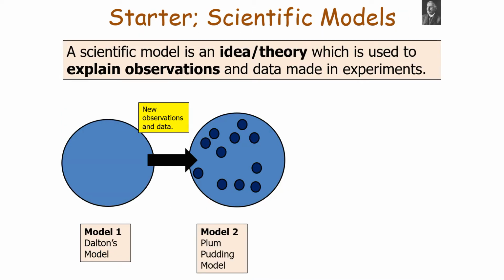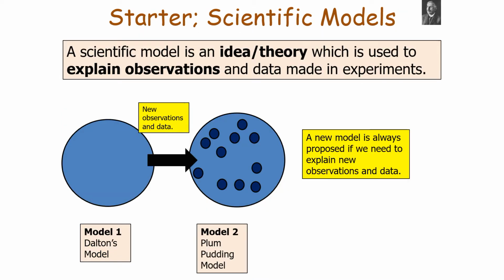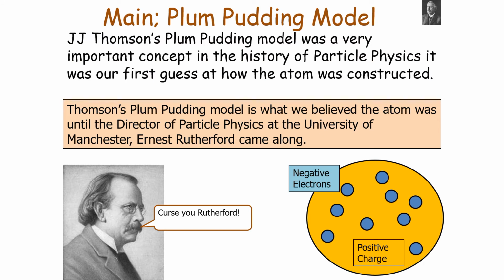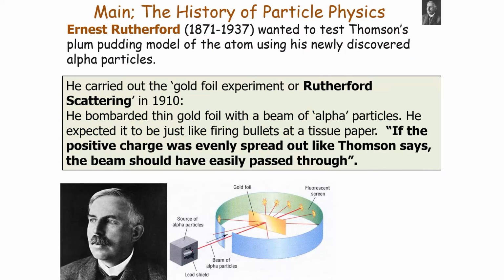So with new observations and data we came up with the plum pudding model, but remember, a new model is always proposed if we need to explain observations and data. Then Ernest Rutherford came along and tested out this particular model. He did this by carrying out the gold foil or Rutherford scattering experiment.